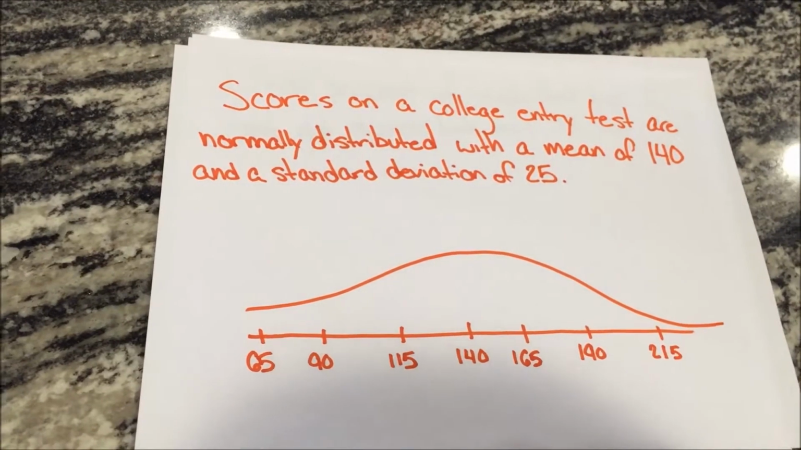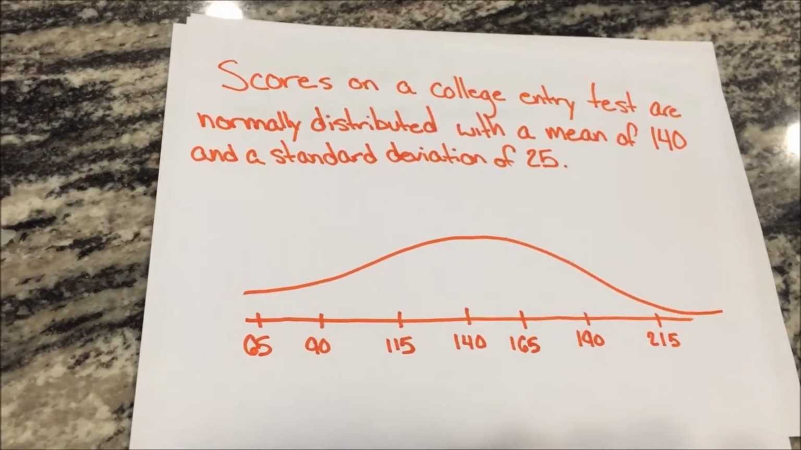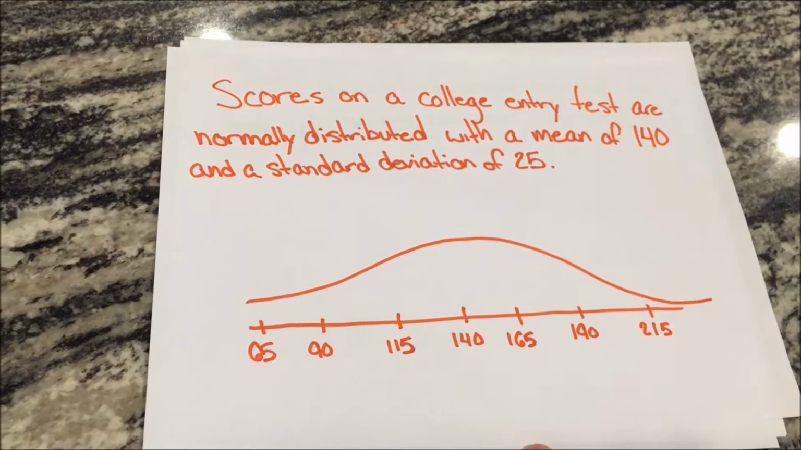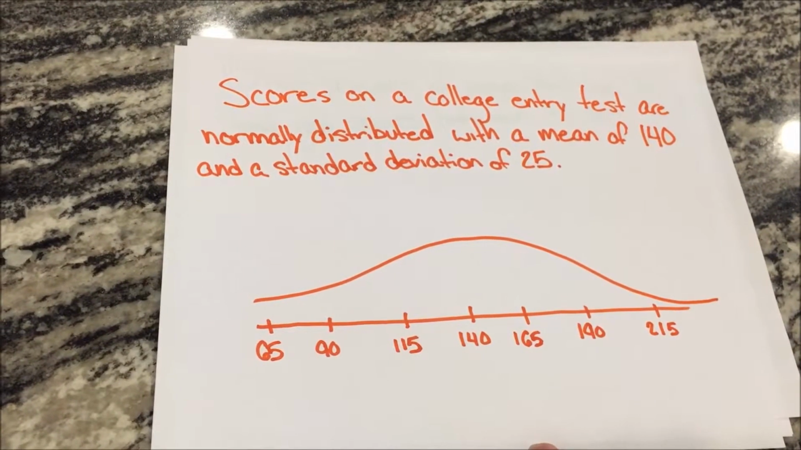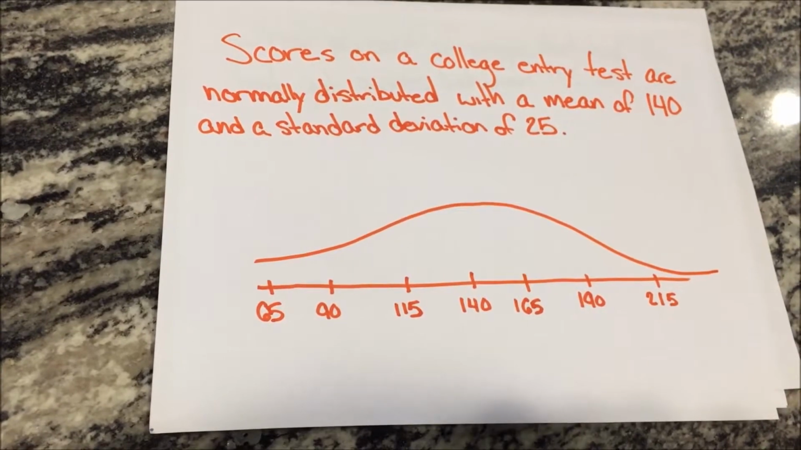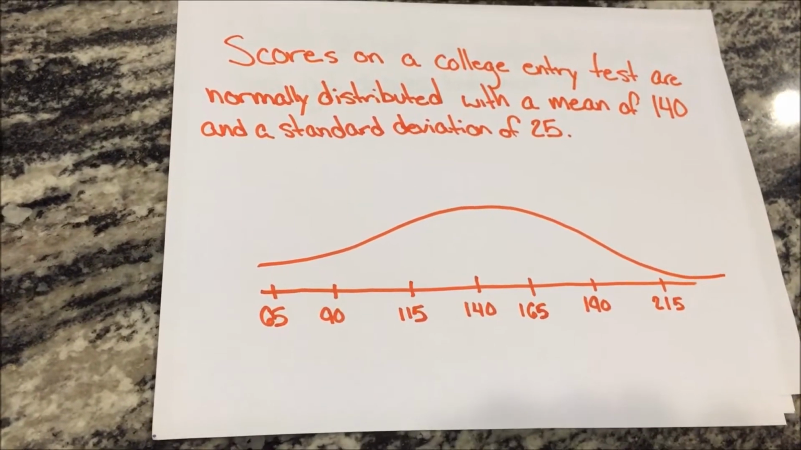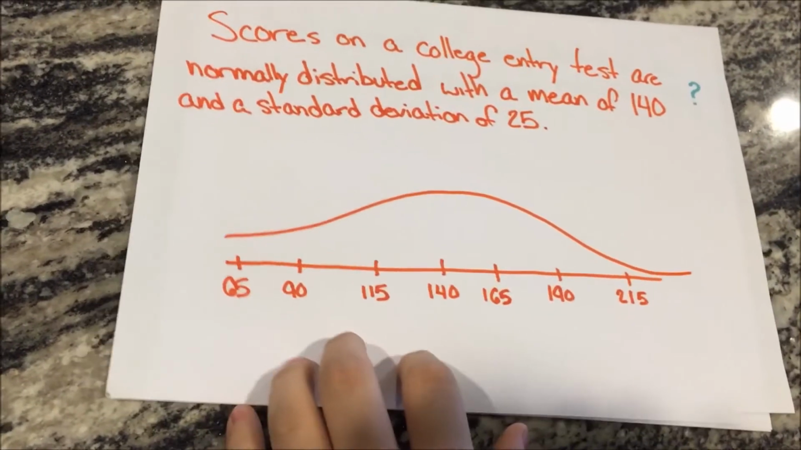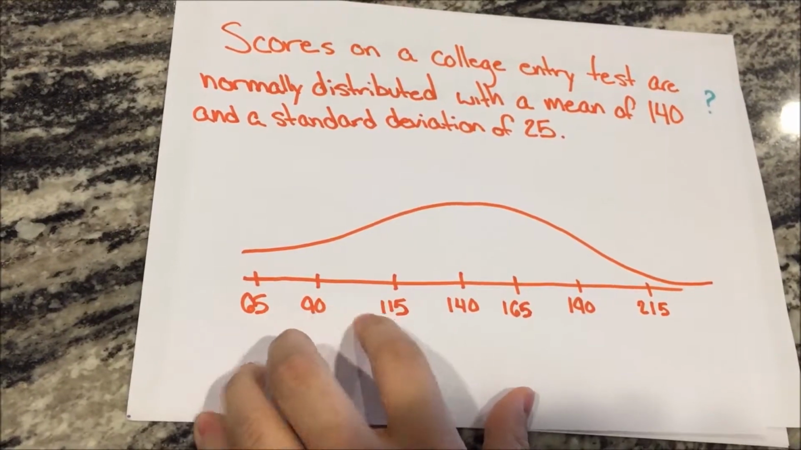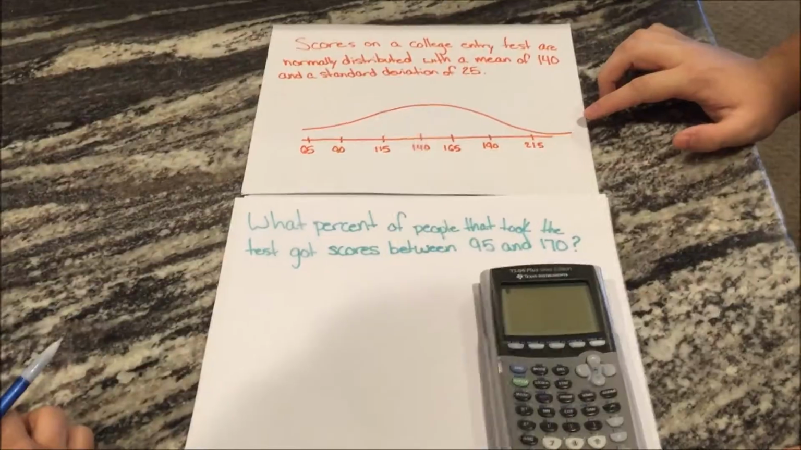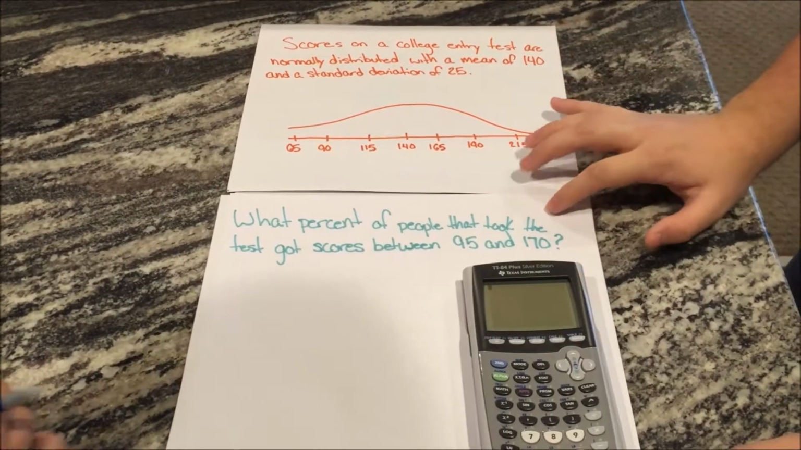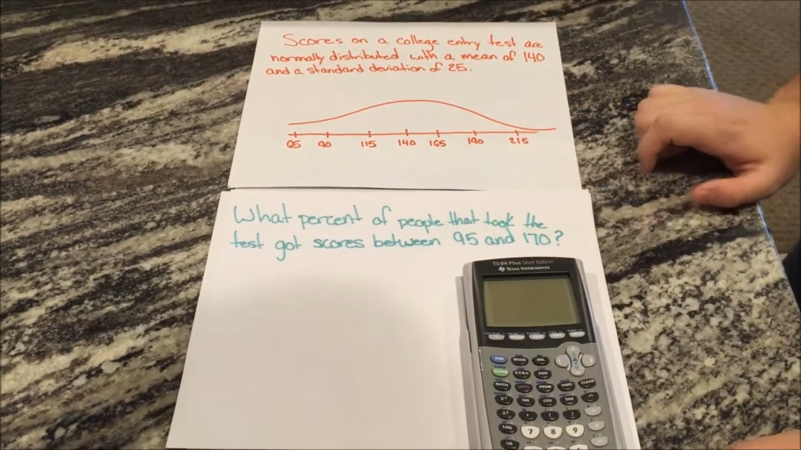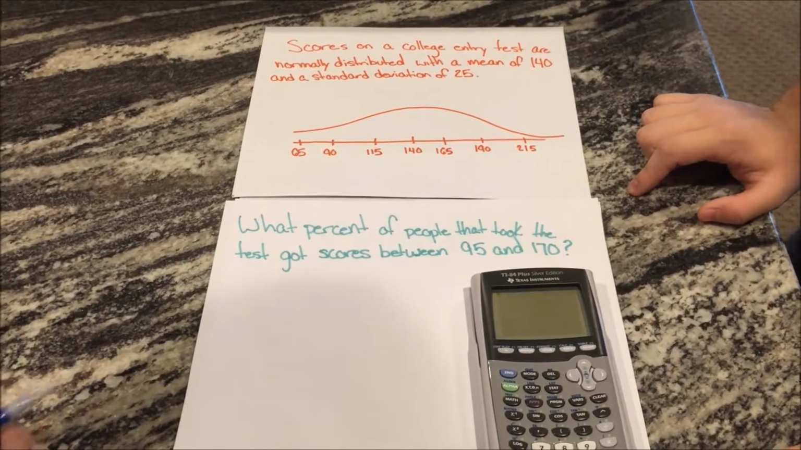So the problem gives us that scores on a college entry test are normally distributed with a mean of 140 and a standard deviation of 25. Since we know it's normally distributed, we know that we can use the normal CDF function on the calculator. And here's what the curve would look like with the standard deviations labeled. So now, using the information given, we're able to answer this question. What percent of people that took the test got scores between 95 and 170?